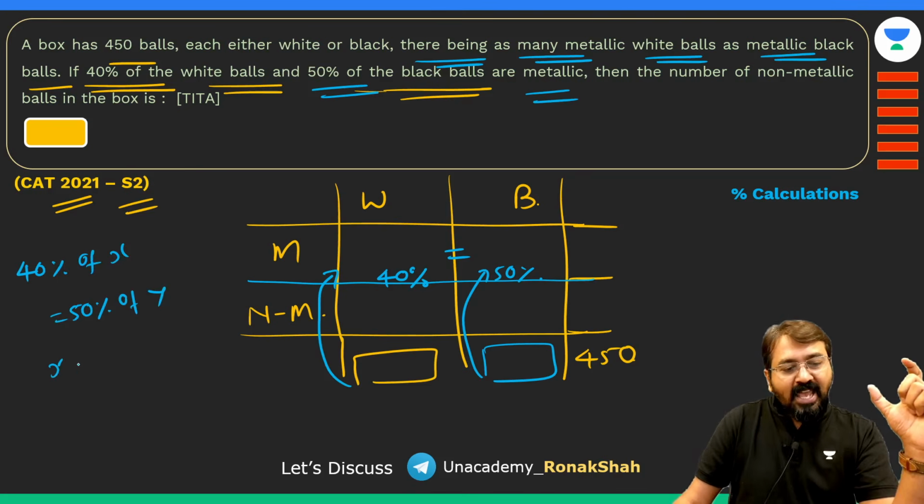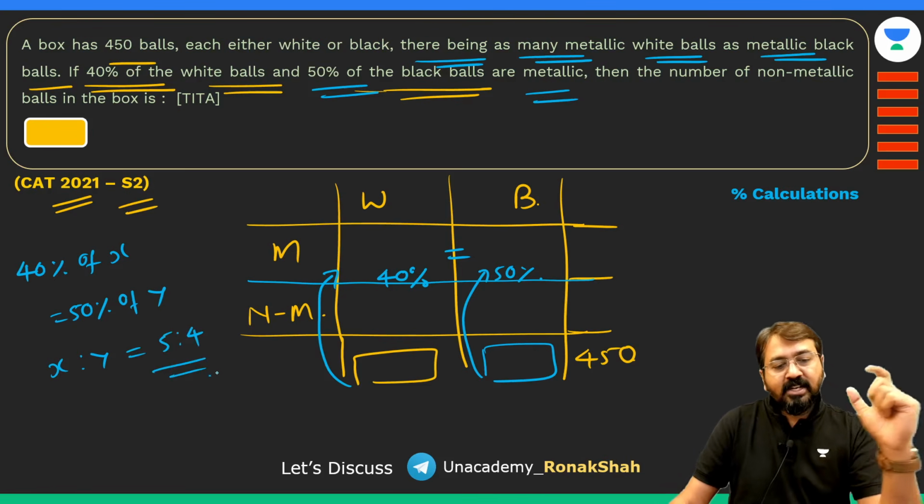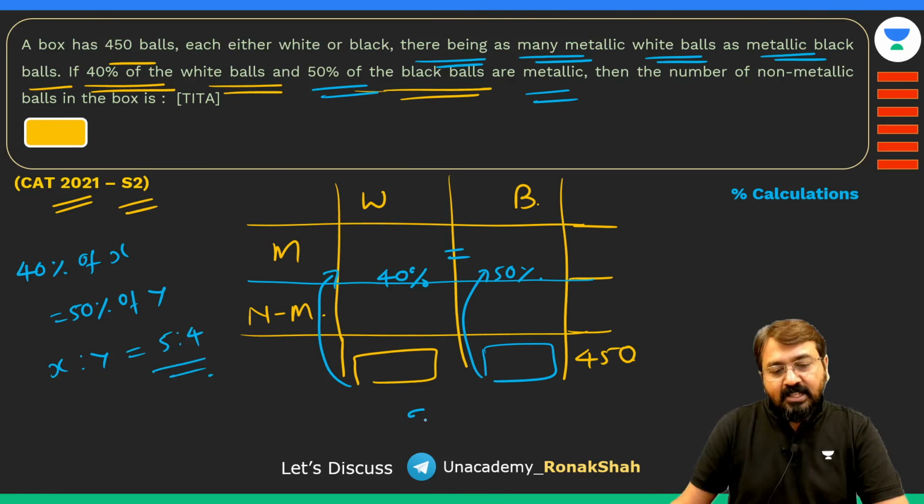So can I say x is to y should be what? 5 is to 4, isn't that? So the white balls and black balls should be in the ratio 5 is to 4. So we can quickly divide 450 in the ratio 5 is to 4. You can easily divide it by 9, so you will get 50. So this will come out to be 250 and this will come out to be 200.